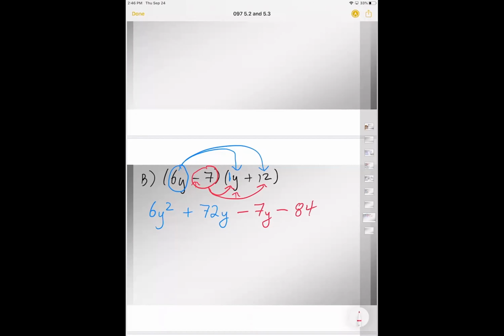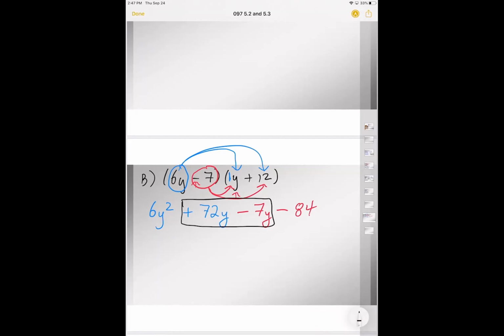So everybody see where my red ink and my blue ink come from, or how I got the red ink or how I got the blue ink. Again, for the blue ink, I took the 6 and distributed it to the second parenthesis. And for the red ink, I took the negative 7 and distributed it to the second parenthesis.